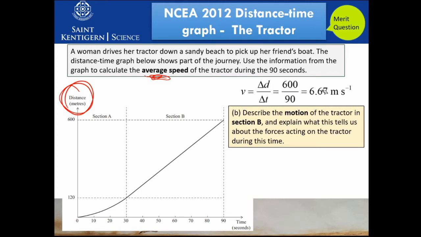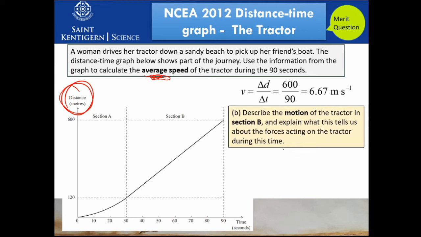Okay, model answer says velocity is delta d over delta t, 600 divided by 90, that gives you that. Okay, now pause the video and do the second part where we describe the motion of the tractor in section B, and tell us what it says about the forces acting on the tractor. Okay, so please have a look at that.